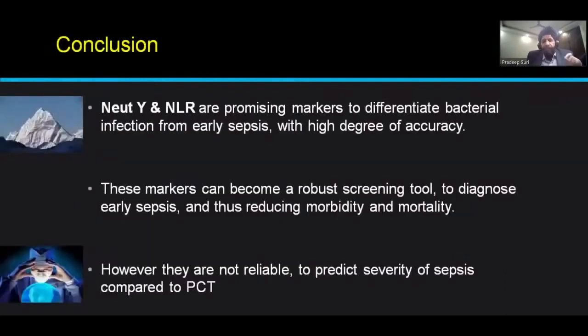So in conclusion, both NUT-Y and NLR are promising markers to differentiate bacteremia from early sepsis with a high degree of accuracy. These markers can become a robust screening tool to diagnose early sepsis and can help reduce both morbidity and mortality. And although these markers are not reliable to predict severity of sepsis compared to procalcitonin, the search for a future marker is still on, where you could use a hematological marker in place of procalcitonin as a monitoring tool.